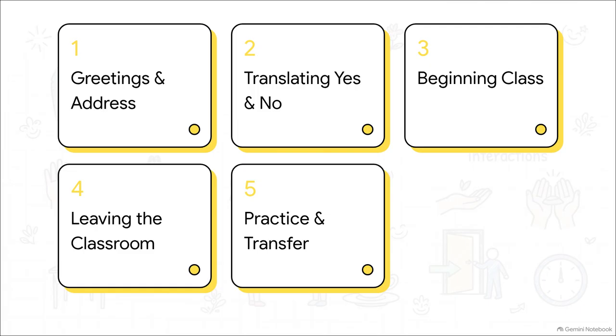Here is our class period journey for today. We'll be hitting greetings and polite address, translating yes and no, beginning class and courses, leaving the classroom, and then wrapping up with a practice and transfer task. Right now, I want you to draw 4 columns on your paper and label them like this: expression, meaning, when to use it, and response pattern. Got it? Okay, let's get started.